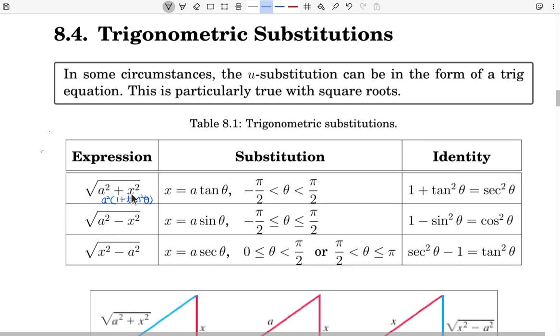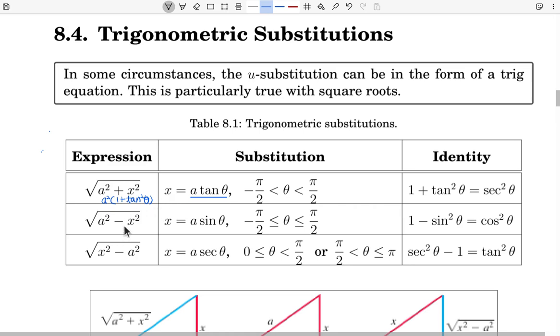The reason is that x can be any number in the real line. There is no restriction. So if you choose x as a times tangent theta, then if theta moves from minus pi over 2 to pi over 2, and a is positive, it is an increasing function, so it covers all values.